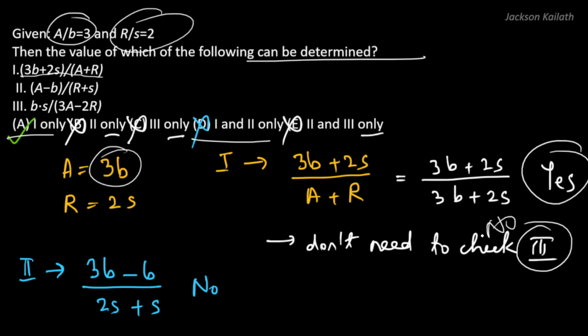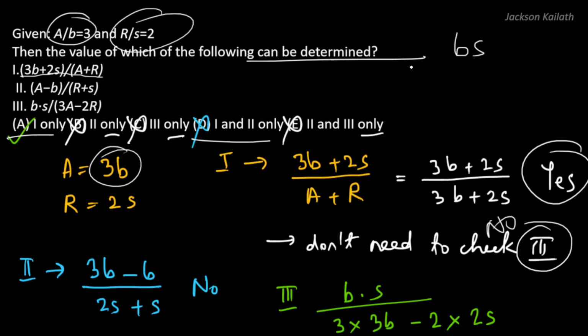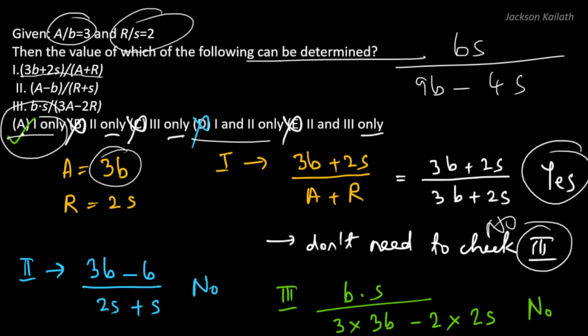Now just for our learning purpose, let's take a look at statement 3. So it is BS divided by (3A - 2R). So instead of A, let me write 3B, and instead of R, let me write 2S. So this simplifies to BS divided by (3 into 3B - 2 into 2S). Now, over here, you can see that I cannot simplify this further, right? This becomes BS in the numerator, and in the denominator, I have 9B - 4S. And as we've discussed, I don't know the relationship between B and S. So I cannot simplify this further, and therefore for statement 3, it's a no. And the correct answer to this question is statement 1 only, or option A.